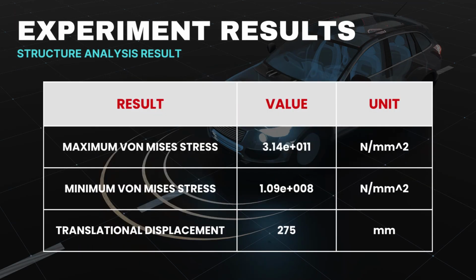Next, here is the result for the maximum von Mises stress, that is, as I said before, 3.14 exponent 11 Newton per millimeter square. The minimum von Mises stress starts from 1.09 exponent 8 Newton per millimeter square. The maximum translational displacement can only reach 275 mm.